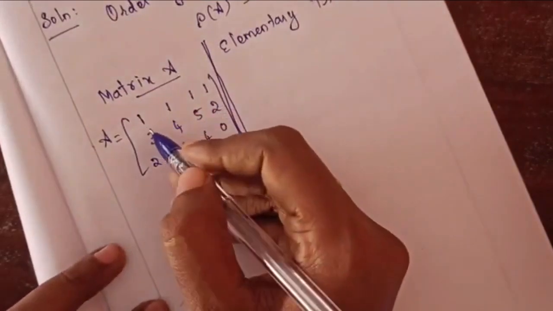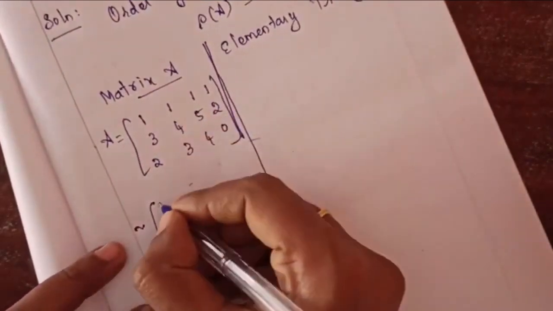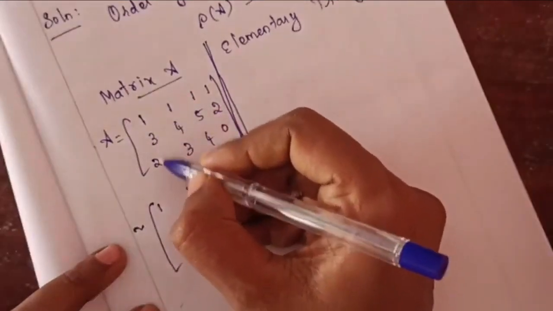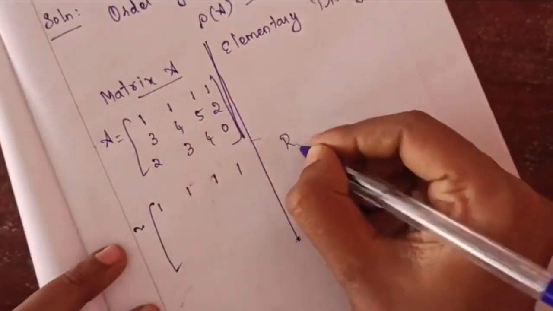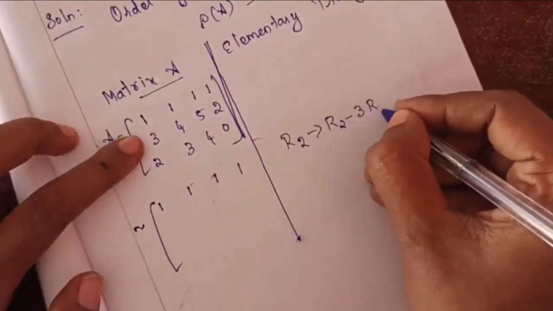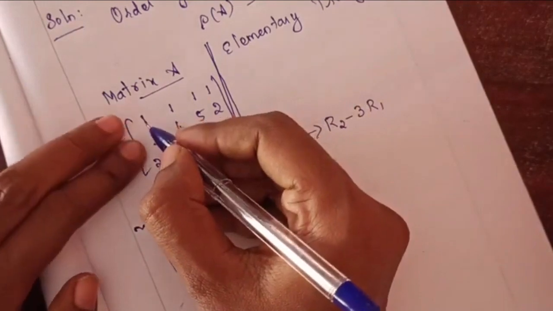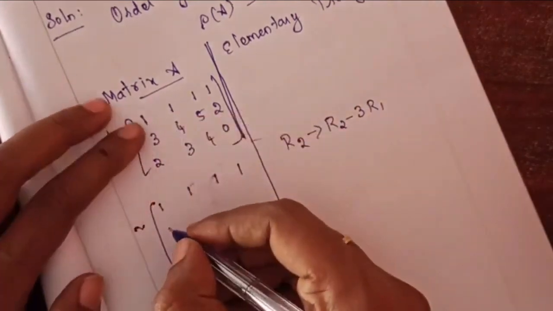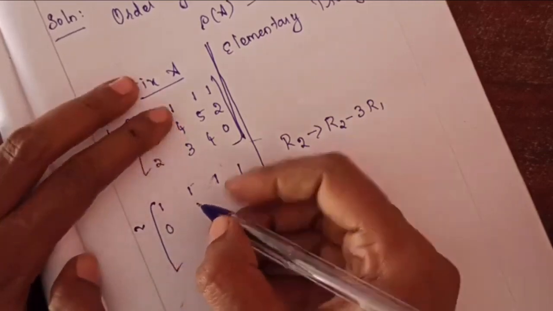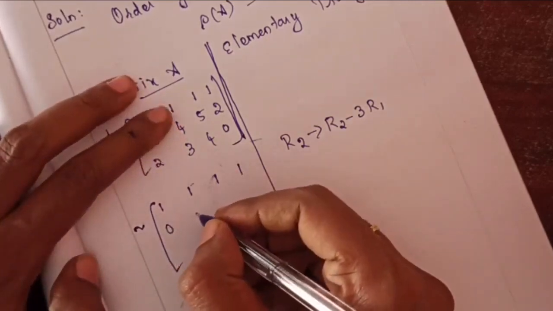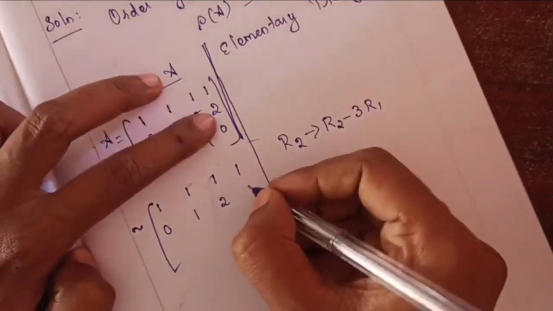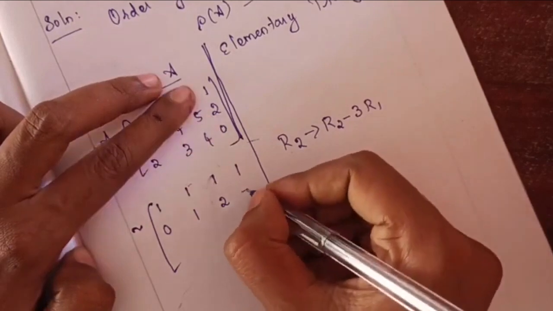First we are going to check. First entry is non-zero, so no problem. Equivalent to 1 1 1 1. What I said, below this the 2 entries must be 0. So I am going to change R2 as R2 minus 3 into R1. If you multiply by 3, you will get 0. So 3 minus 3 into 1, 0. Then 4 minus 3 into 1, that is 1. Then 5 minus 3 into 1, 2. Then 2 minus 3 into 1, that is minus 1.